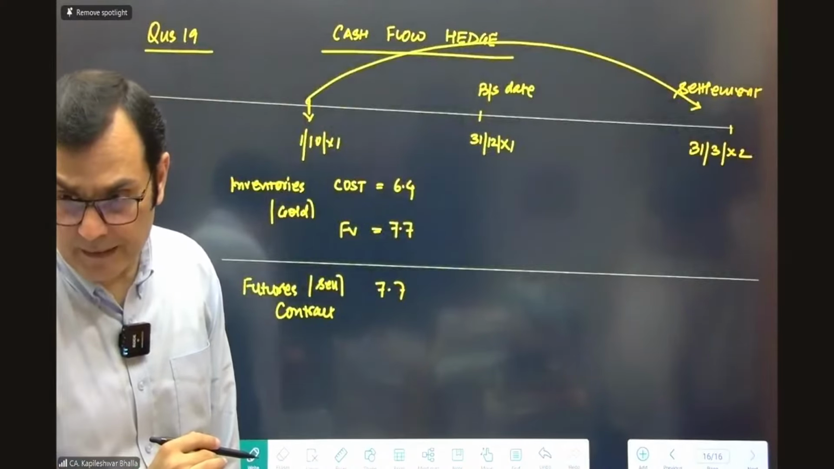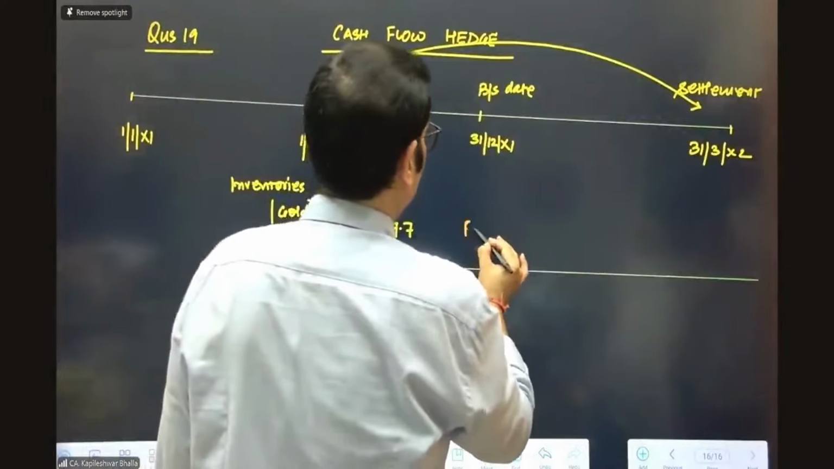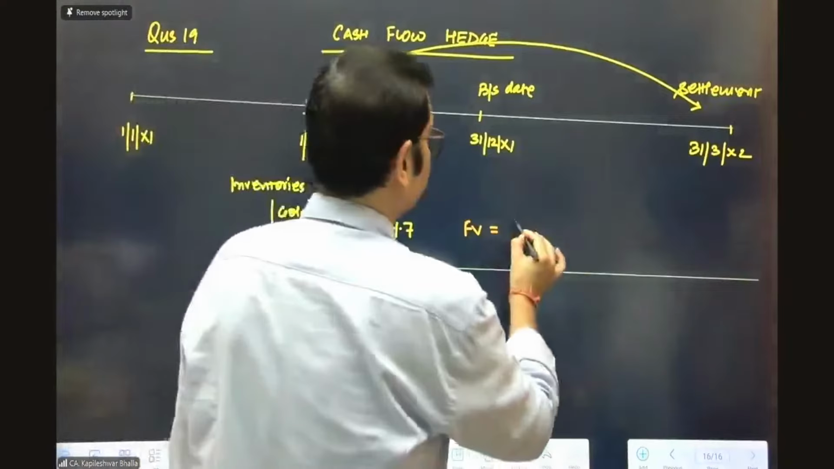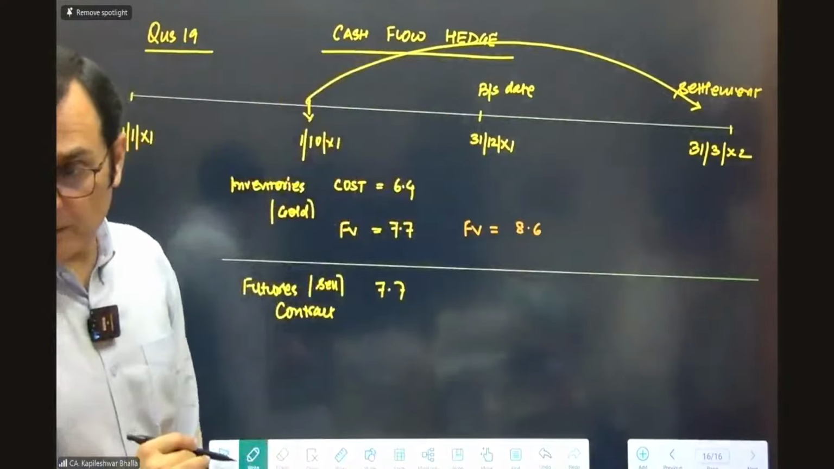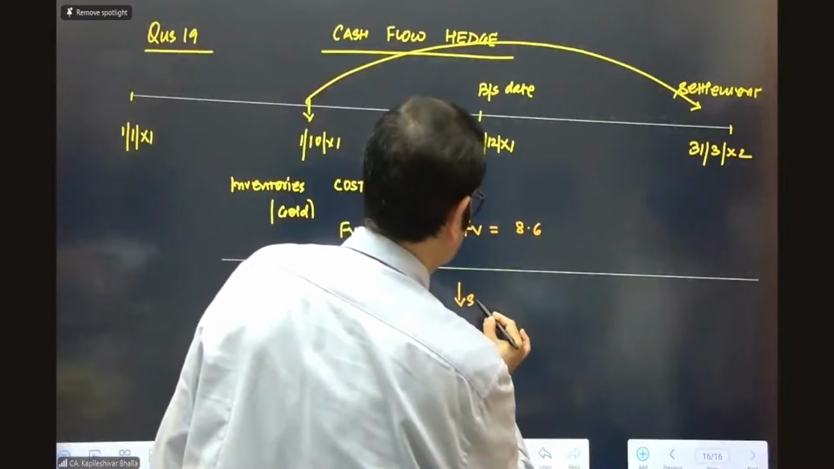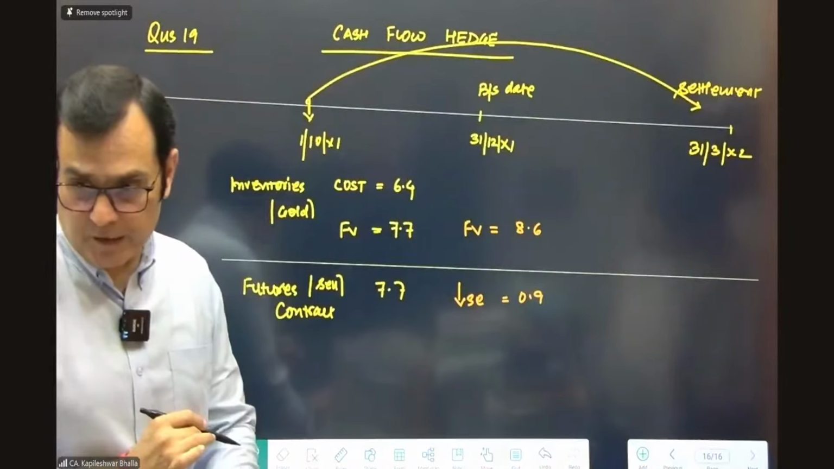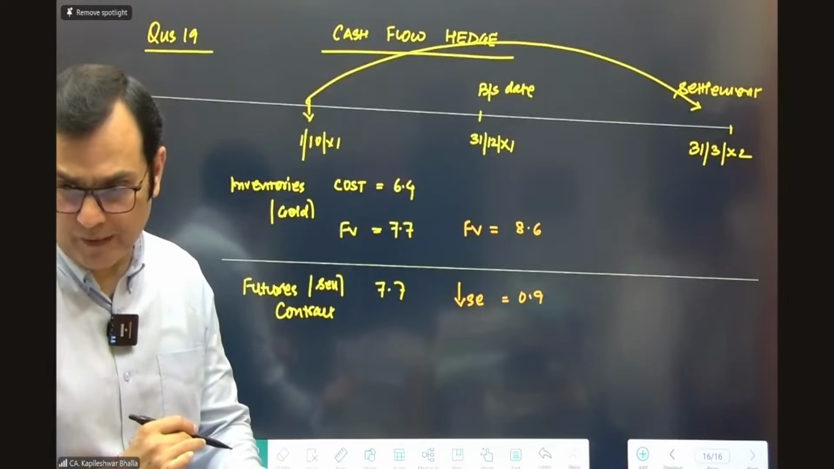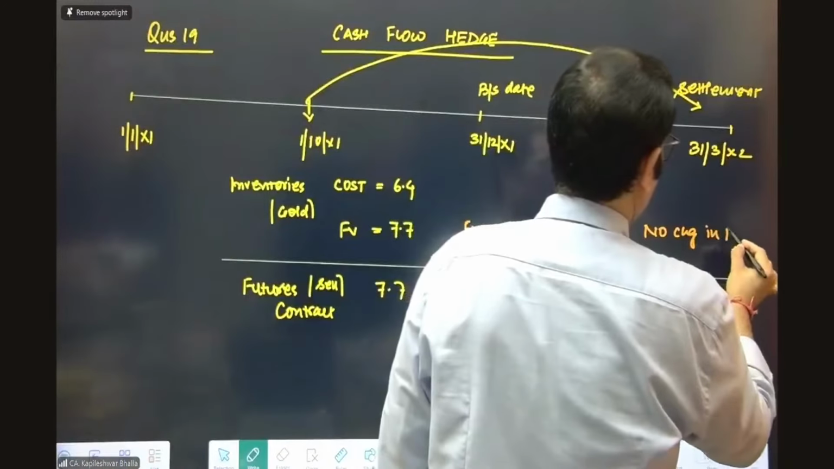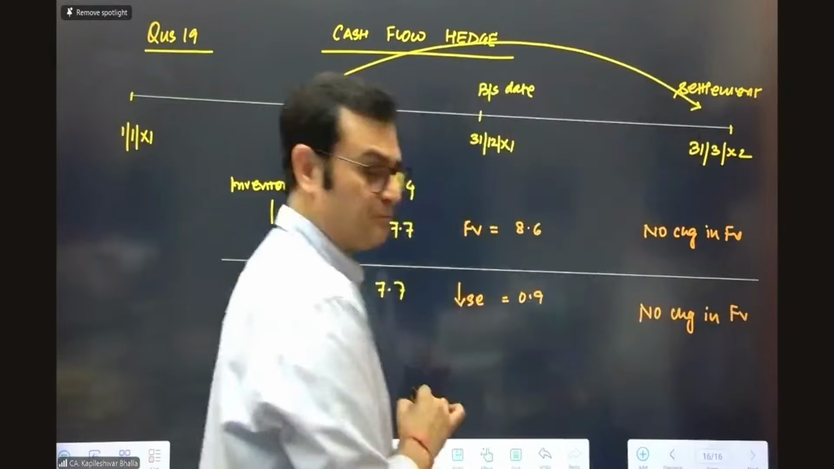Then on December X1, the fair value of the gold is given. I'm also given the fair value of the gold on the balance sheet date, and that is 8.6 million. And the fair value of the futures contract has fallen by 0.9, so there is a decrease of 0.9 million as far as futures is concerned. There has been no change in the fair value of the gold and the futures contract between these two dates. I just noted down the data.